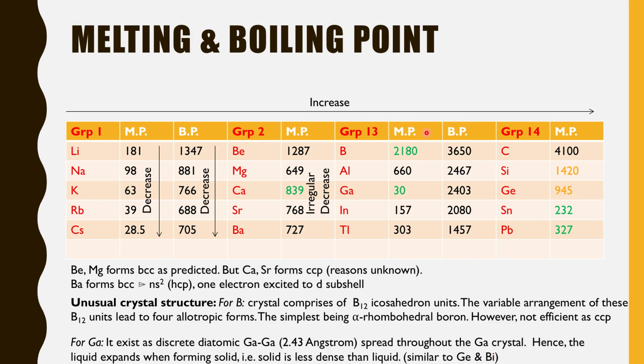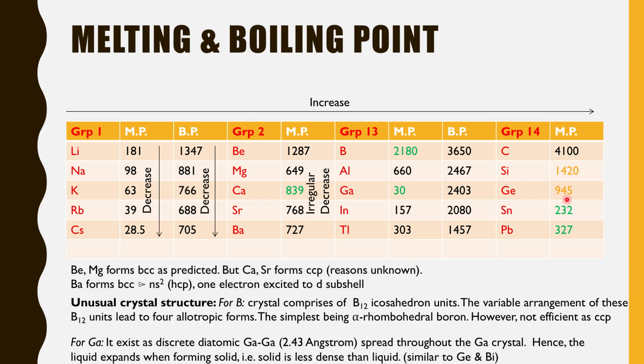So that is why you see a marginal change in the melting point in the case of gallium. The boiling point shows a pretty uniform decrease in the case of group 13 elements. So whatever change is happening here in the melting point is only because of the unusual crystal structure that these elements adopt. Okay.